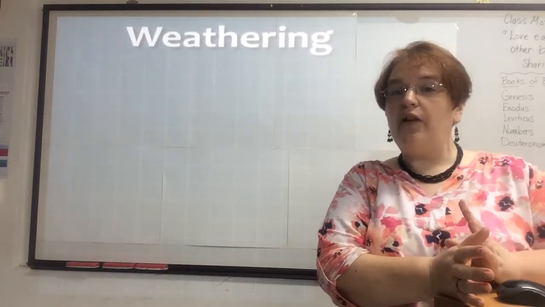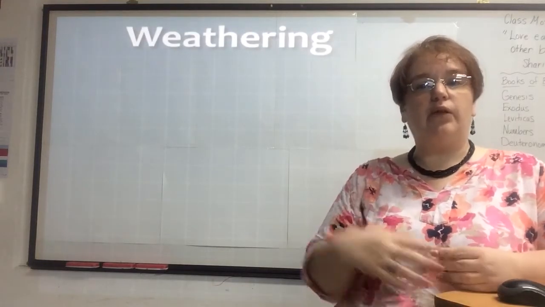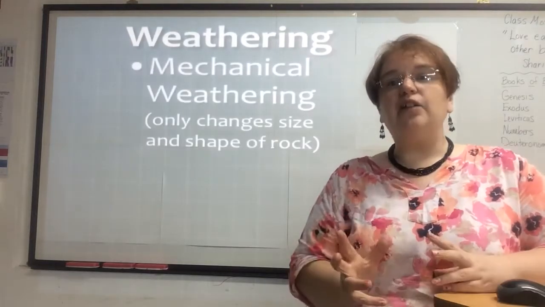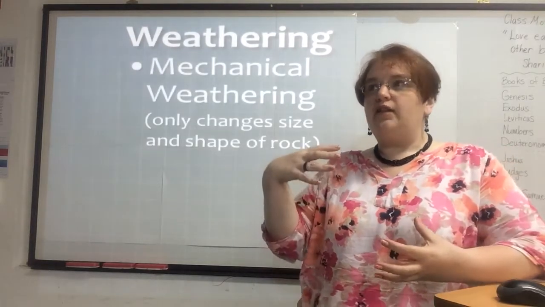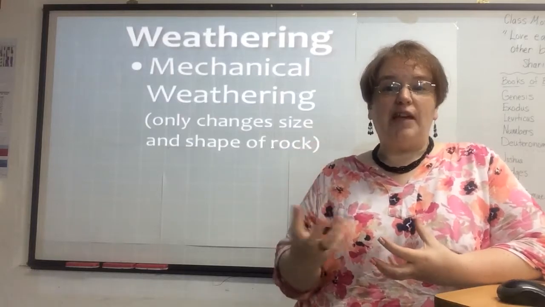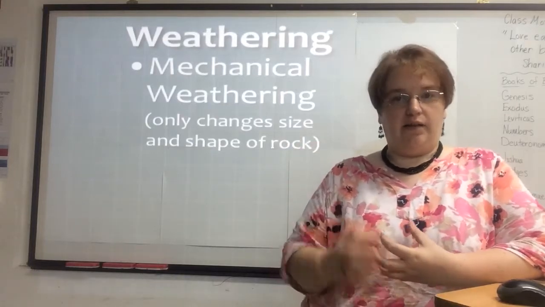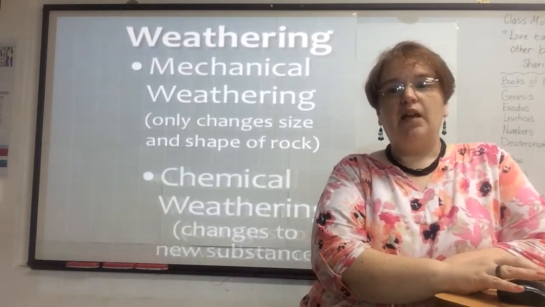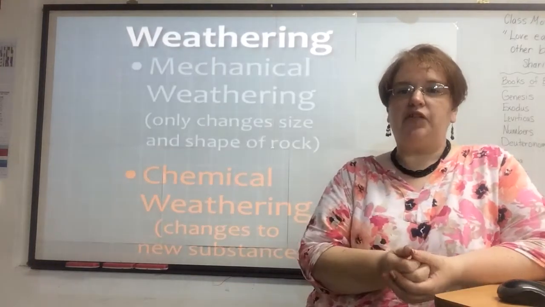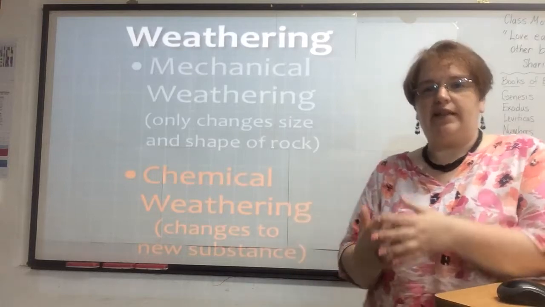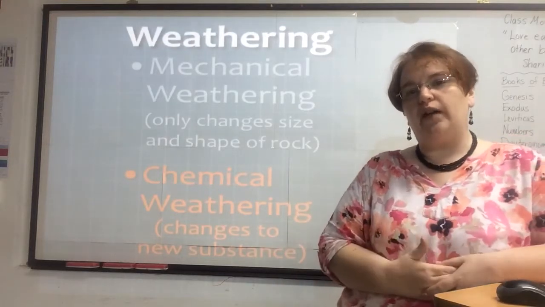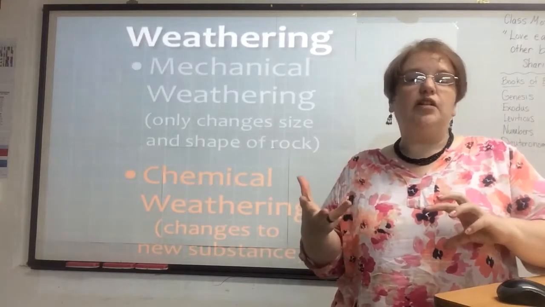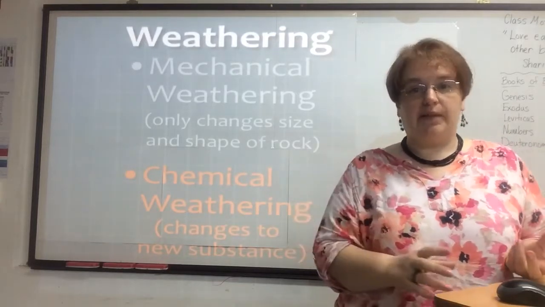Now, when we're talking about weathering, remember we have two kinds of weathering. What was the first one? That's right, mechanical weathering. And mechanical weathering is only talking about changing the shape and size of rocks. Or another word is physical weathering. The other one we're going to talk about in today's lecture is chemical weathering. Let's say that together. Chemical weathering. And this weathering changes rocks into a new substance.